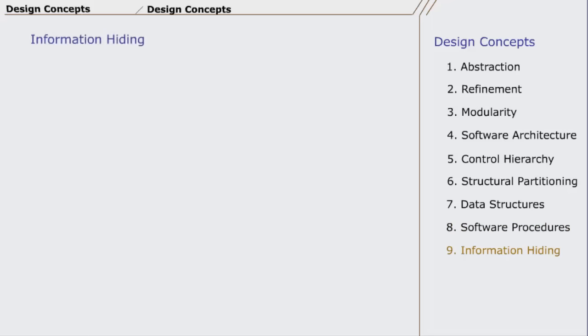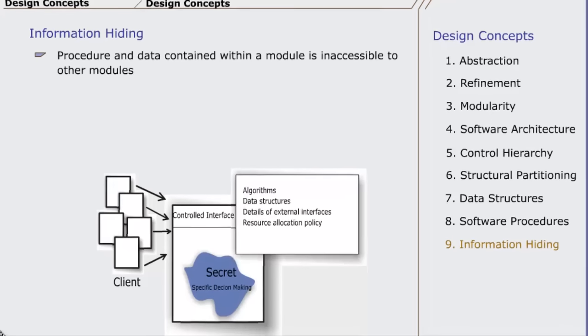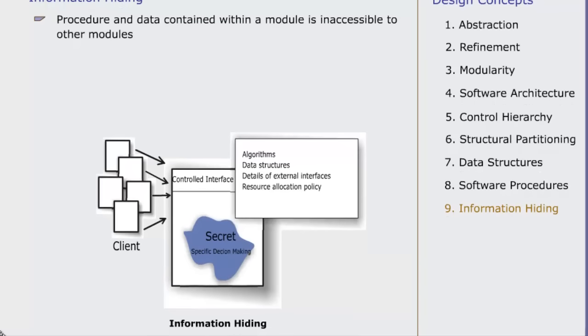Number 9. Information hiding. The concept of information hiding suggests that modules should be specified and designed so that procedure and data contained within a module are inaccessible to other modules that have no need for such information. Information hiding improves software maintainability and reduces error propagation.